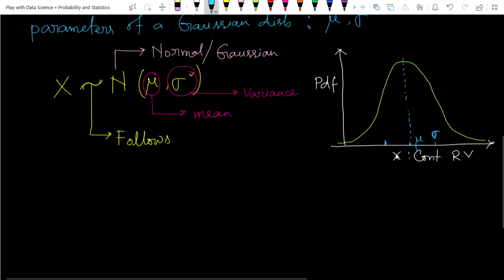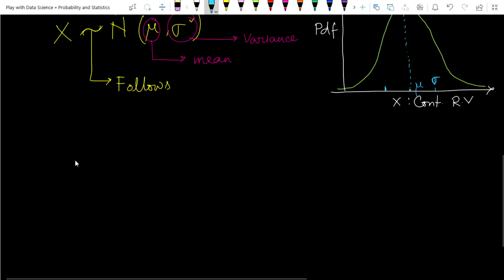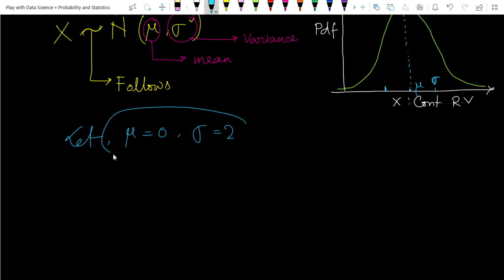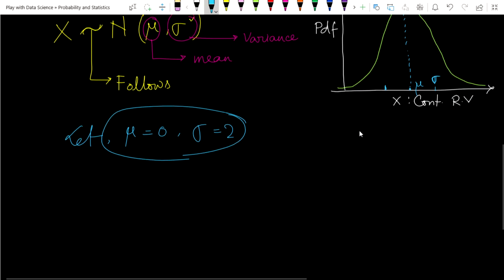This is the sample. Now the first thing is, suppose we are given mu equals 0 and sigma equals 2. If we are given these two data, then how will we plot this kind of picture? What will be the actual plot of this? Now let's see these things.